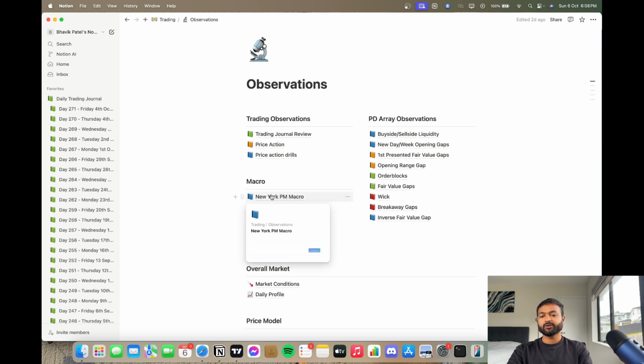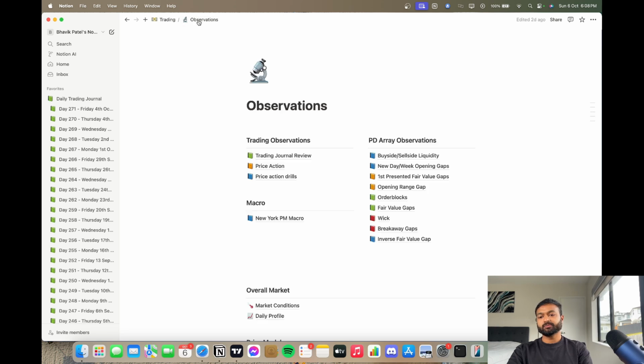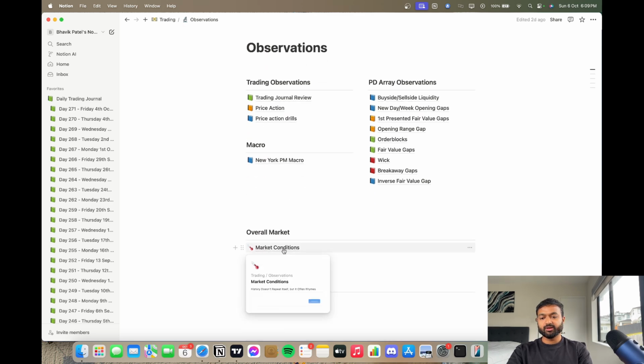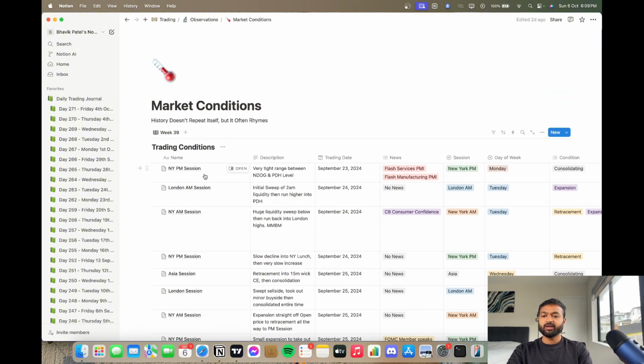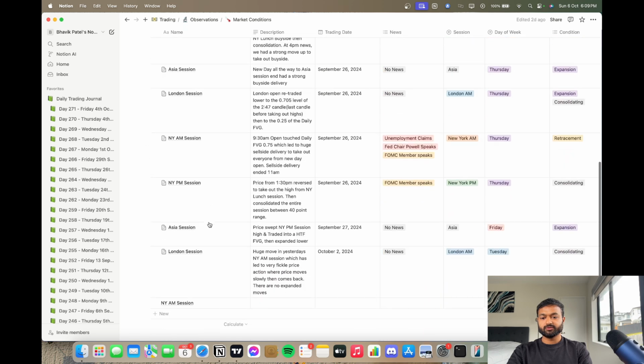I also have one on macros, which I recently started. Basically, I want to document my sessions and the macros that run in those sessions. So I trade Asia session, London session, and New York PM session, and I'm going to be documenting all those. Then I have the market conditions. This is going to be how the market behaved over the full day. I'll just give you an example.